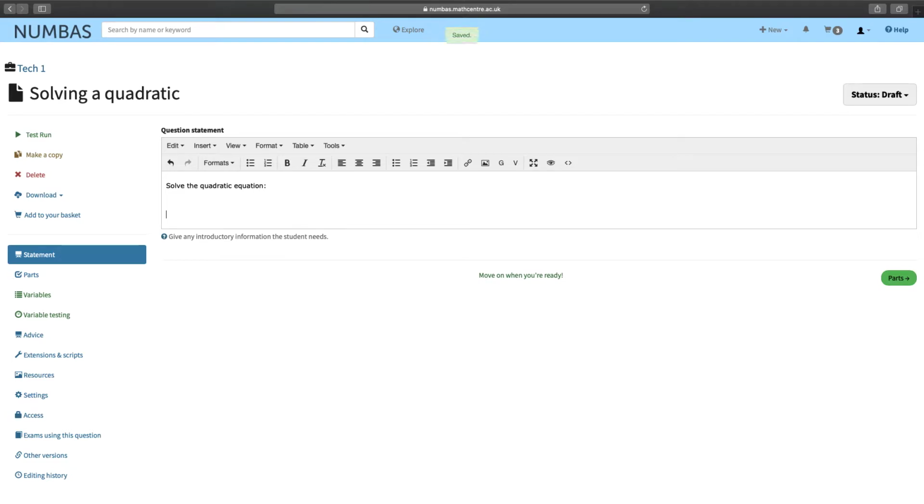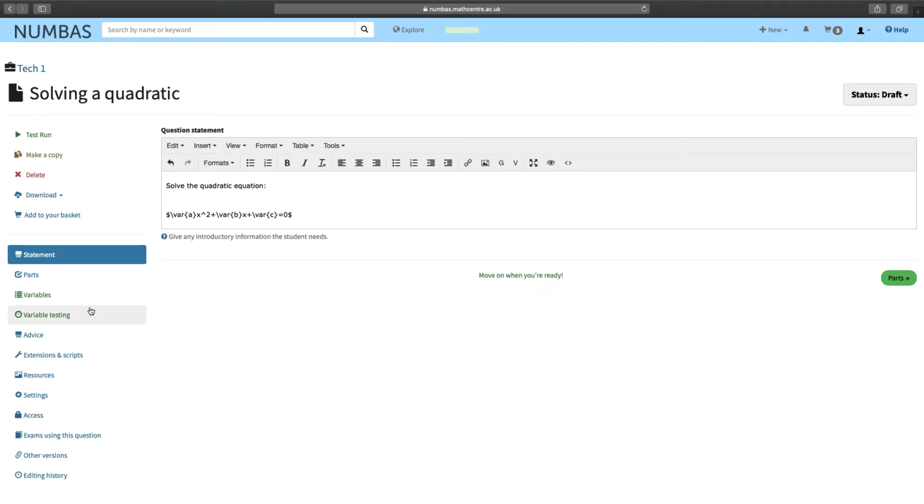And we're going to put in here, and the first one's going to be the variable a. So a var x to the power of 2. And you can see up here, you're seeing what that's going to look like on the screen. Plus our variable b x plus our variable c. And we want it to equal 0.